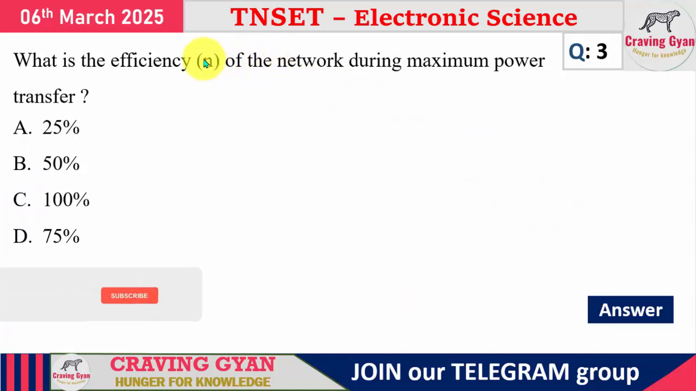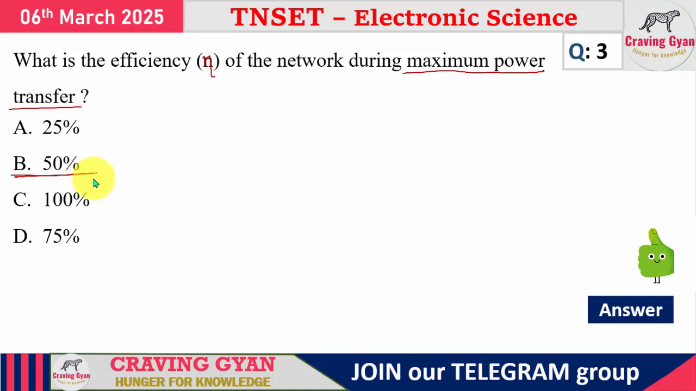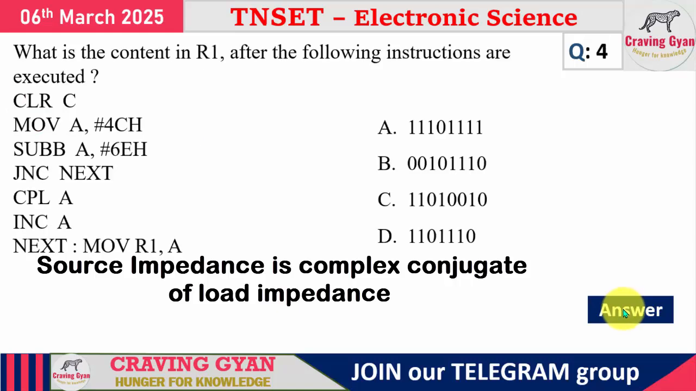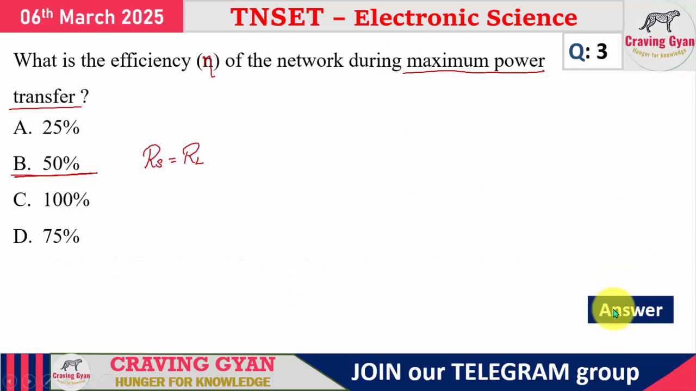What is the efficiency eta of the network during maximum power transfer? We know that in network analysis we have studied that the maximum power transferred from source to load will be just 50%. Whenever you have impedance matching, strictly speaking it is conjugate. In terms of resistance, if I define it, RS will be equal to RL. At that time you get the maximum power transferred, that is just 50%. So option 2 is correct.